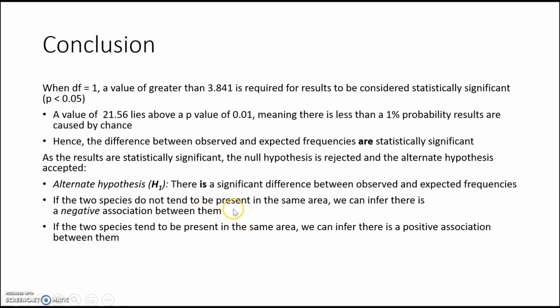And what we can then do is, based on the data, go back and have a look at our data, and say, okay, are they typically not growing in the same area? Then there's probably a negative association between them. Or are they usually present in the same area? Then there is a positive association. But simply based on the test, we can only say that there is an association, and then we have to take a closer look at the data to see what type of association it might be.